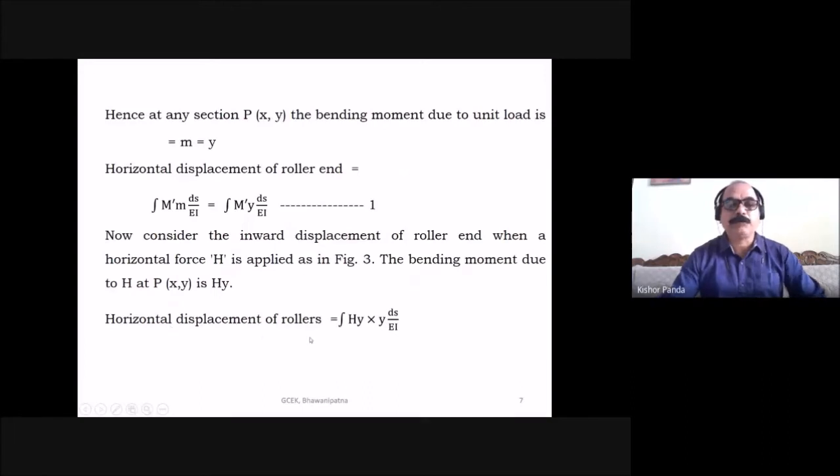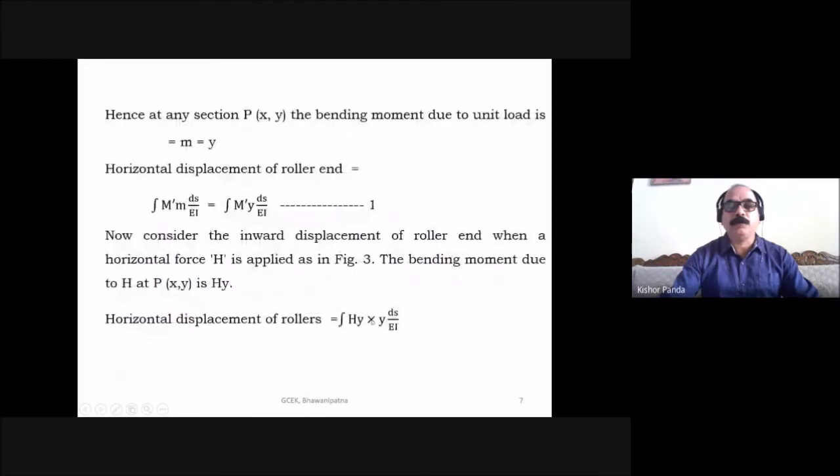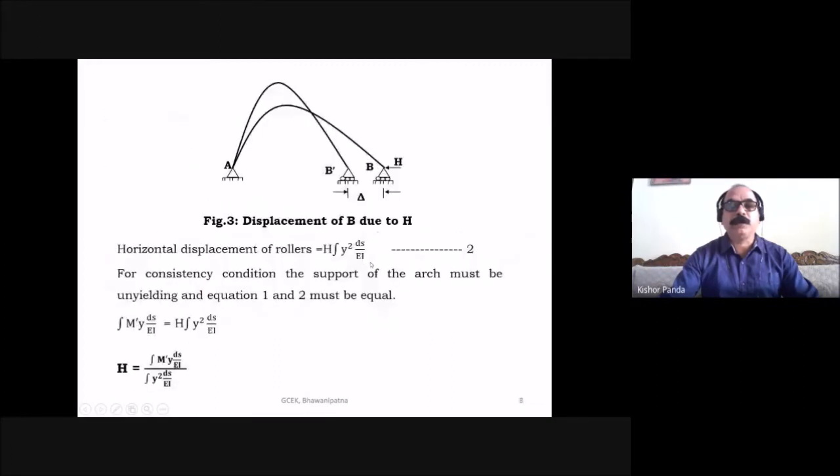So what is the horizontal displacement of the rollers? This is the moment capital M dash, and this is the small m, which is y, ds by EI. So the horizontal displacement of the rollers is equal to the integration of Hy into y ds by EI. This is H times the integration of y square ds by EI. So this is your equation 2.